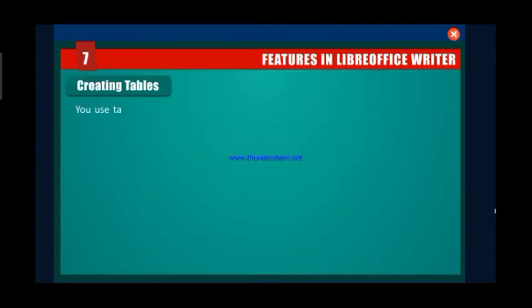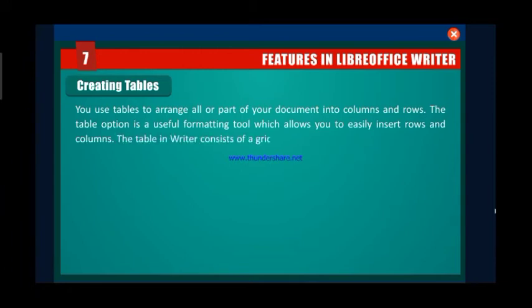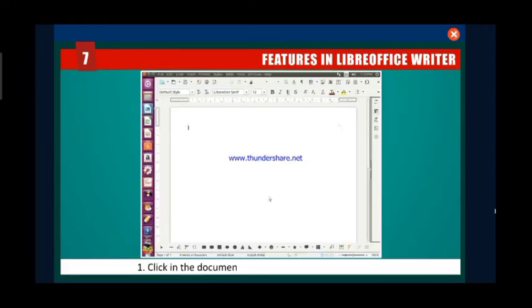Now let's learn to create tables. Children, tables means columns and rows, you can say. When you want to arrange your data into columns and rows, for that you can insert a table into your document. Your table consists of a grid of boxes that are in the form of rows and columns.